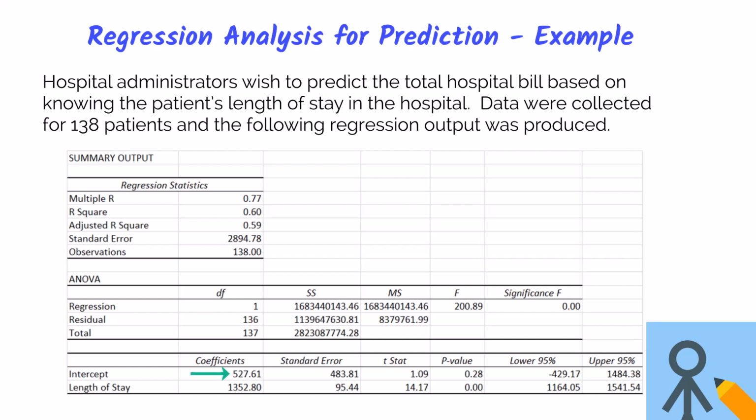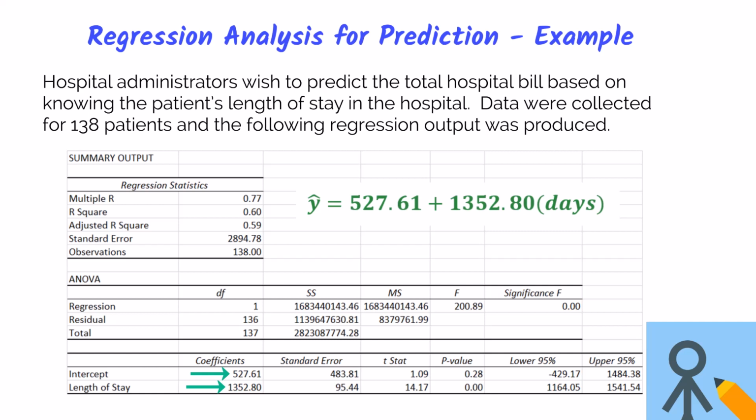We can see here that the beta sub 0, our intercept, is 527.61, and beta sub 1, or the slope coefficient, is here and is 1352.80. So we can write the equation that y hat for the predicted dependent variable is equal to 527.61 plus 1352.80 times the x independent variable, which is the number of days that a patient stays in the hospital.